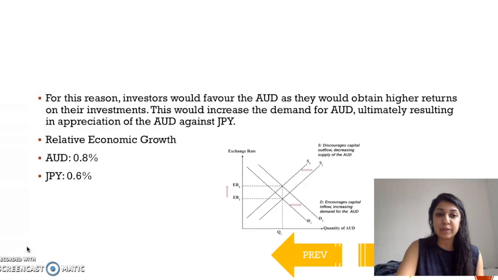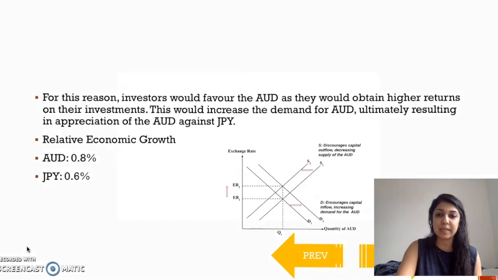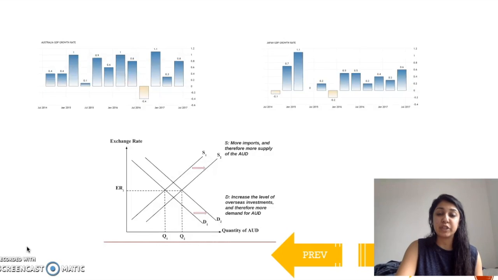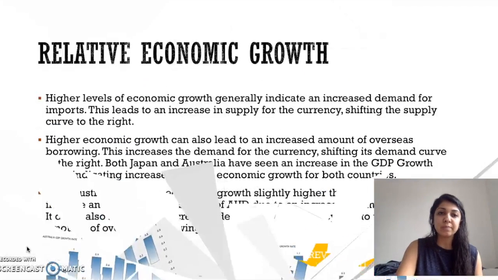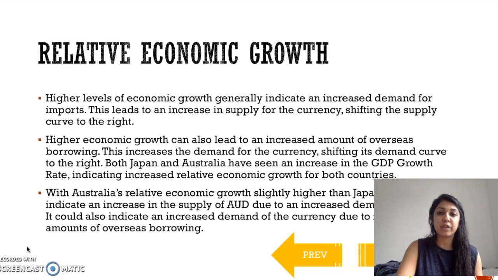The next indicator that we're going to talk about is relative economic growth. Australia's is 0.8% and Japan's is 0.6%. This is just a little history of the relative GDP growth rates for both countries. As you can see, they have fluctuated for both of those countries. Higher levels of economic growth generally indicate an increased demand for imports, which leads to an increase in the supply of the currency. This will shift the supply curve to the right. Higher economic growth can also lead to an increased amount of overseas borrowing, which increases the demand for the currency, shifting the demand curve to the right.